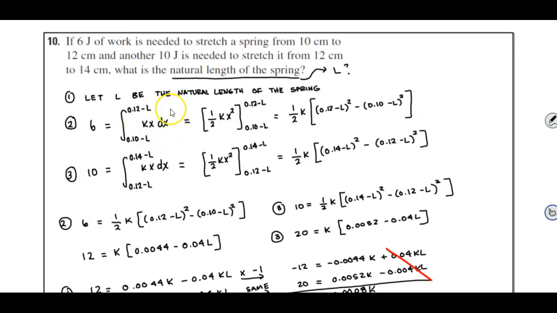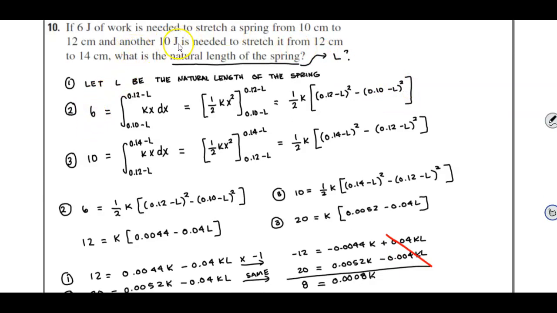So now when we take the antiderivative of this function, we're going to get 1/2 kx squared, going from a lower limit of 0.10 minus L to 0.12 minus L. So therefore, we're going to end up with 1/2 k times (0.12 minus L) squared minus (0.10 minus L) squared. And that's going to equal 6.